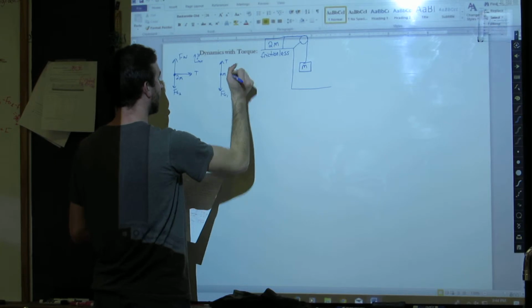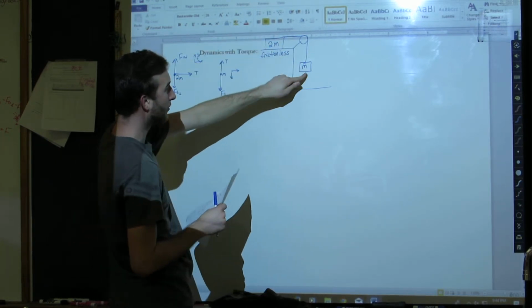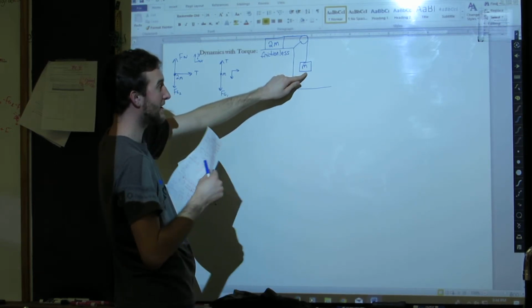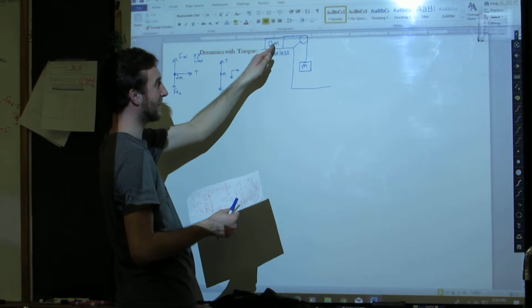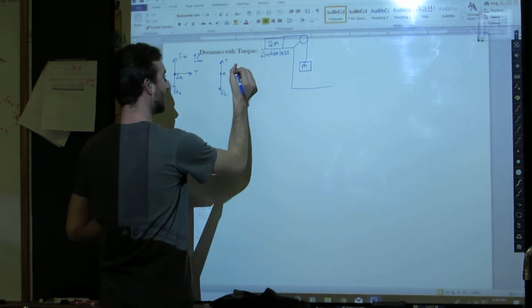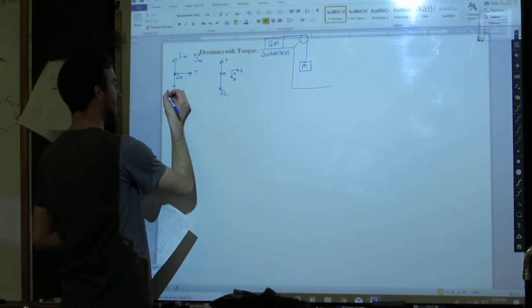If the 2m mass moves to the right in the positive x direction, we should set up our axis so that the positive x direction for this block is aligned with what happens if the 2m mass goes to the right. The 2m mass goes to the right, this block goes down. Let's call this direction x, this direction y. There we go. Now we need net force equations.